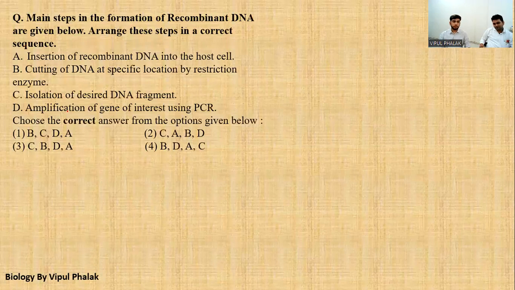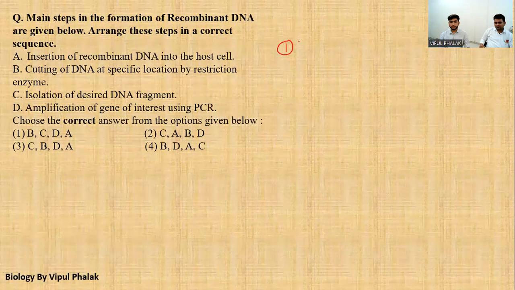Here we have a question: main steps in formation of recombinant DNA are given below, and we have to arrange them in the correct sequence. So I will write it here. First step of formation of recombinant DNA, we have to isolate the DNA. So first step is isolation. For isolation, we use chilled ethanol, which purifies, meaning separates the purified DNA from impurities. Second stage is fragmentation, or we can say cutting of DNA with the use of restriction enzymes.